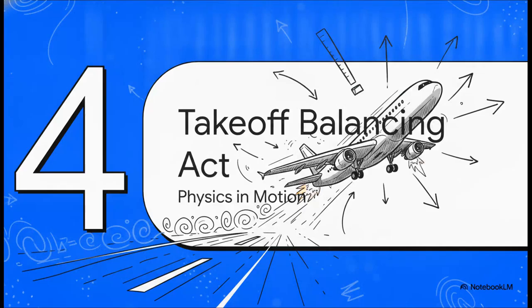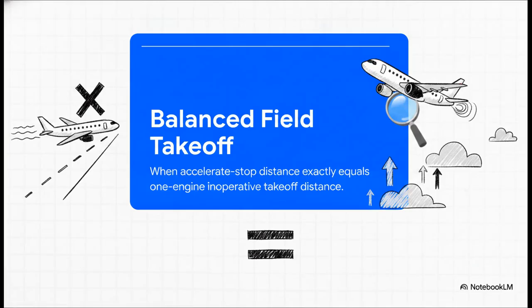Part 4. The Takeoff Balancing Act. Physics in Motion. So, the pre-flight math is completely done. The engines are roaring, we're rolling down the TORA, and now the pilots are relying on some intense, invisible physics. This right here is the ultimate aviation balancing act.